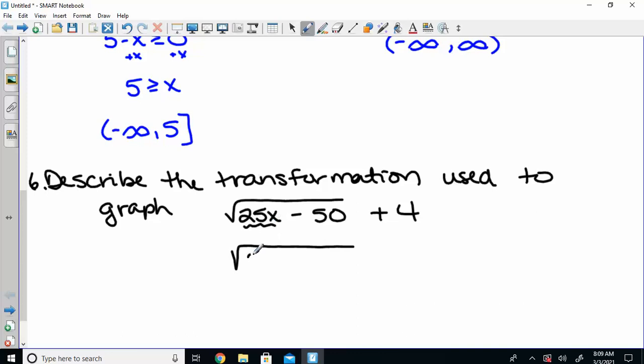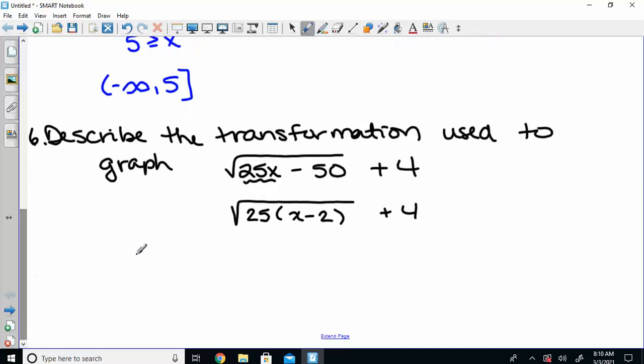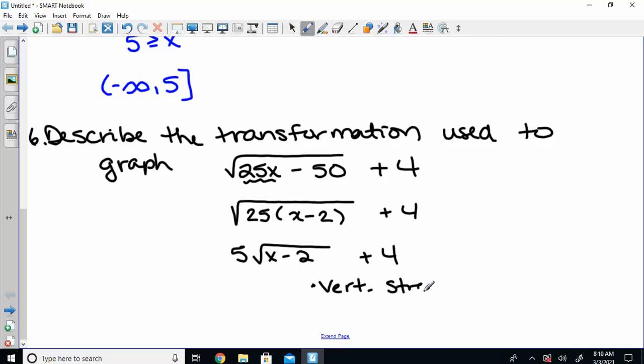25 and 50, those are both divisible by 25, right? If you pulled out that 25, so if I want to bring that 25 out of my square root, what is the square root of 25? So this is 5 radical x minus 2 plus 4. So what's the 5 do? Yeah, vertical stretch by 5.